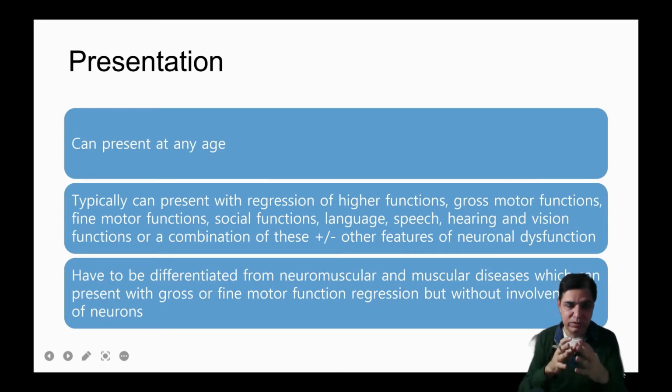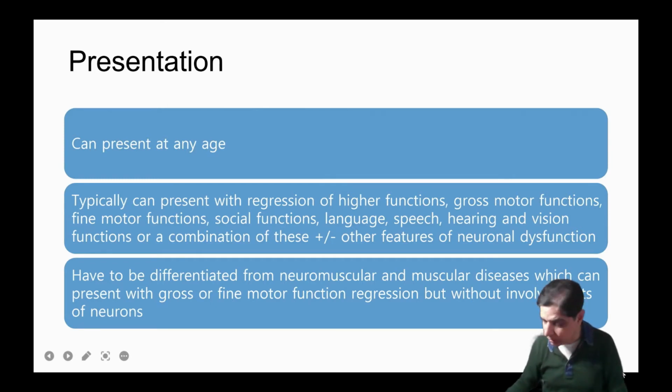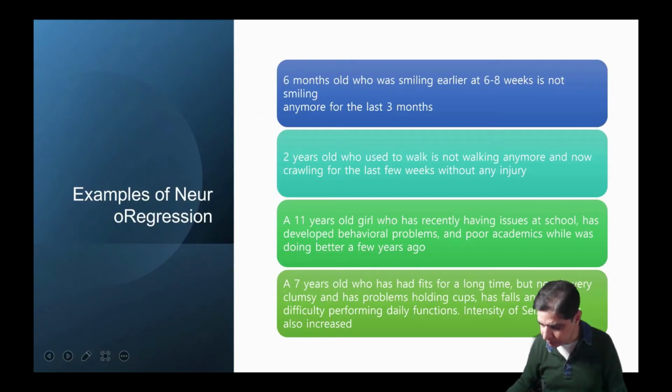That's why we say that when we are talking about neurodevelopmental regression, we have to ensure that the cause is in the central or the peripheral nervous system, rather than in the muscular or neuromuscular junctions, which can sometimes present with more or less the same pattern. But obviously in neuromuscular or muscular disorders, there is no involvement of the neurons, either the gray matter or the white matter. It's either at the neuromuscular junction or at the muscular level. So this also has to be differentiated from true neurodevelopmental regression.